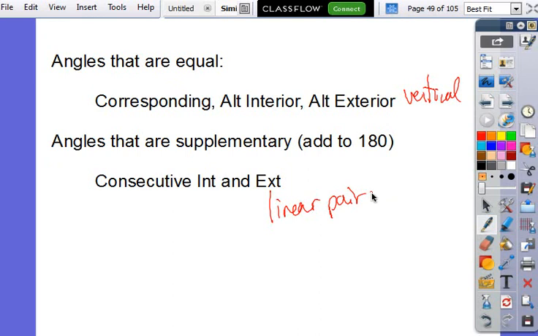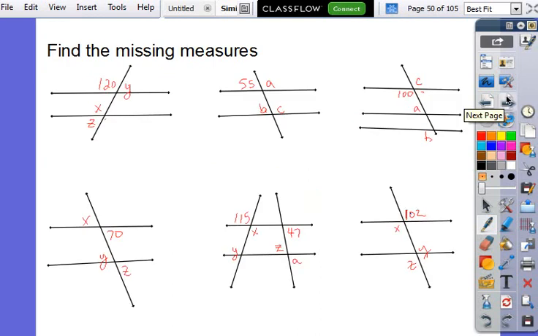What kind of angles are X and 120? What kind, of the new stuff? Corresponding, alternate interior, alternate exterior, consecutive. What are they? 120 and X. Corresponding. What is the rule that we just had for corresponding? Are they the same or do they add up to be 180? They're the same. So I know just based on that, X has to be 120 automatic. And Y is what equals 180.